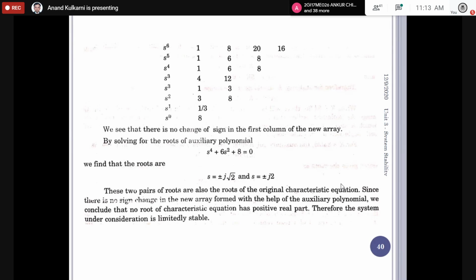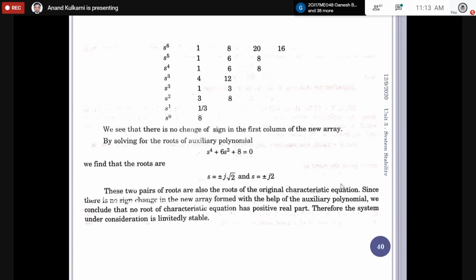That means the remaining 2 roots are on the left hand side. But the 4 roots are on the j omega axis. There are roots on the j omega axis, but they are non-repeated roots. At the same spot, there are no 2 roots. Hence, the system is neither stable nor unstable, but limitedly stable. Have you understood this?